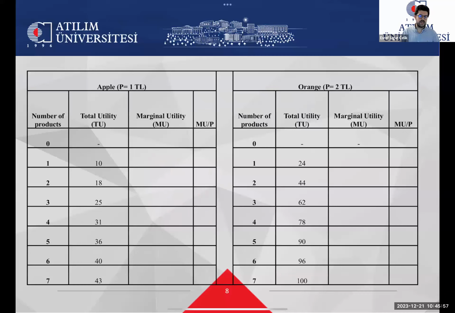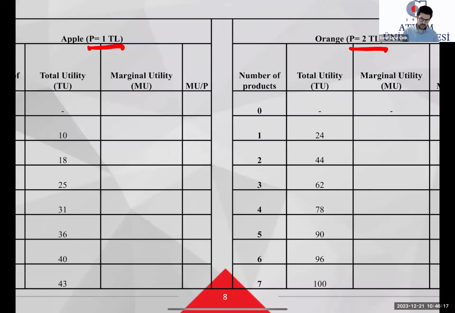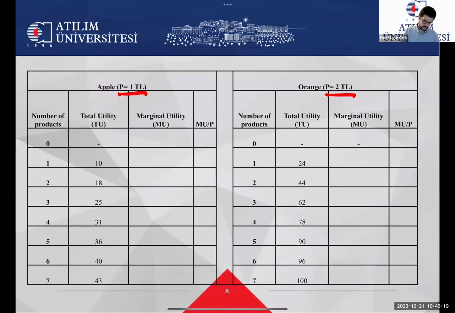And that is the question. We have two goods, apple and orange. Apple is 1 Turkish lira, as you see over here. Orange is 2 Turkish lira. And in the first column, sorry about it, that is quantity.